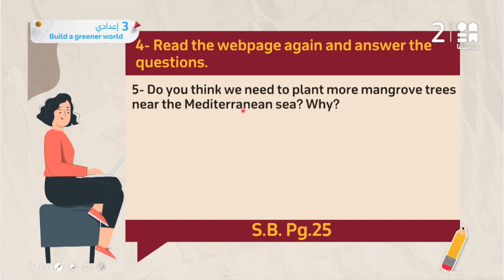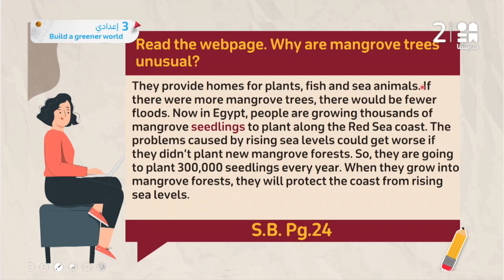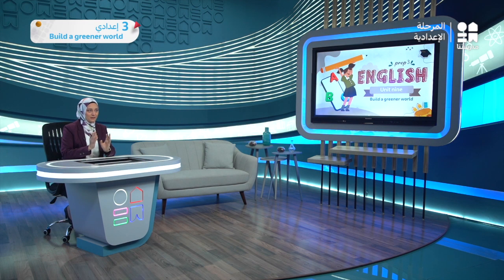لكن أنا أقدر أستشف من أهمية المانجروف تريز. أقدر أقول إنه إحنا ليه لازم نعمل أو نزرع المانجروف تريز near the Mediterranean Sea. والسبب لأنه إحنا هنا عندنا if there were more mangrove trees, لو في mangrove trees أكتر, there would be fewer floods. هيبقى في فيضانات أقل. فأنا أقدر أستشف وأقول في رأيي خصوصا أنه هنا they are also planting along the Red Sea coast على البحر الأحمر أو سواحل البحر الأحمر. فأنا أقدر أخد المعلومة دي وأحطها كمان على البحر المتوسط.